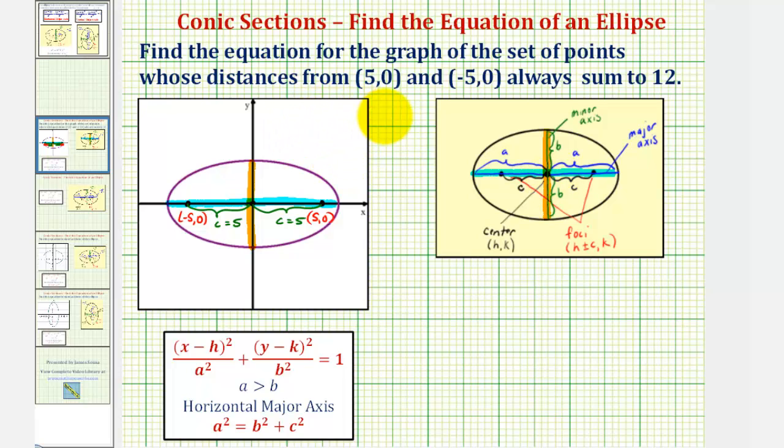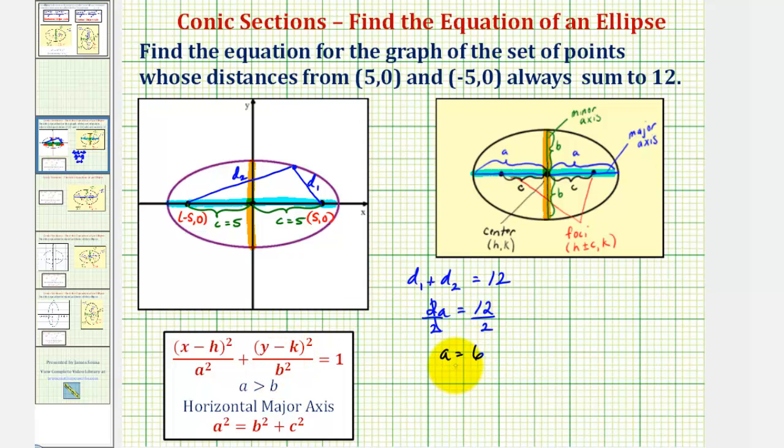Now we're told our graph is a set of points whose distances from these 2 points always sum to 12, which means if we select any point on our ellipse, let's just say this point here, and find the distance to this focus, and then find the distance to this focus, the sum of the distances must be 12. So if we call this d sub 1 and d sub 2, for any point on the ellipse, d sub 1 plus d sub 2 equals 12. But d sub 1 plus d sub 2 always has the same length as the major axis, which is equal to 2a. So we can say that 2a equals 12. So if we divide both sides by 2, notice that a equals 6.